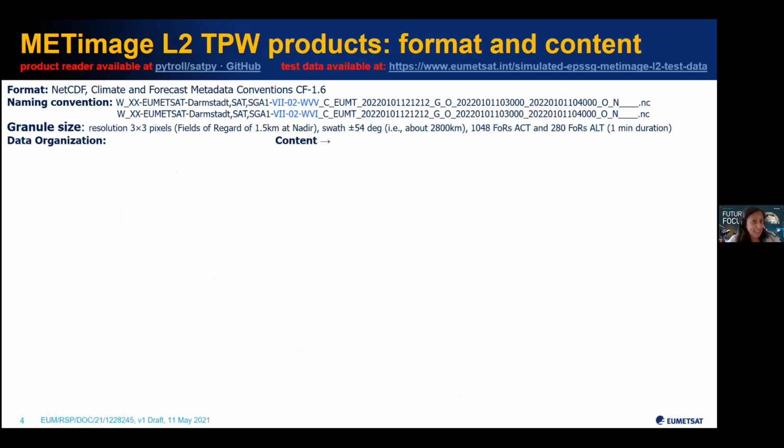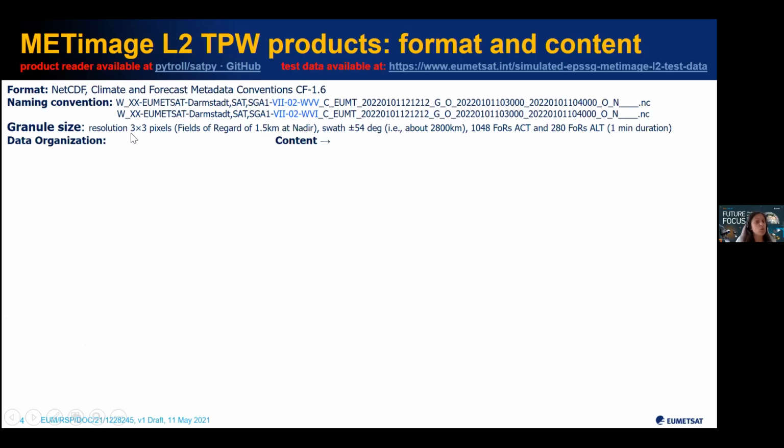The products themselves follow the same structure as any other EPS-SG product, as I said before. Also for this product, we have already test data available on our website and also readers available in Python. The two products are identified by the identification VII-O2 VWW for the visible product and VWI for the infrared product.